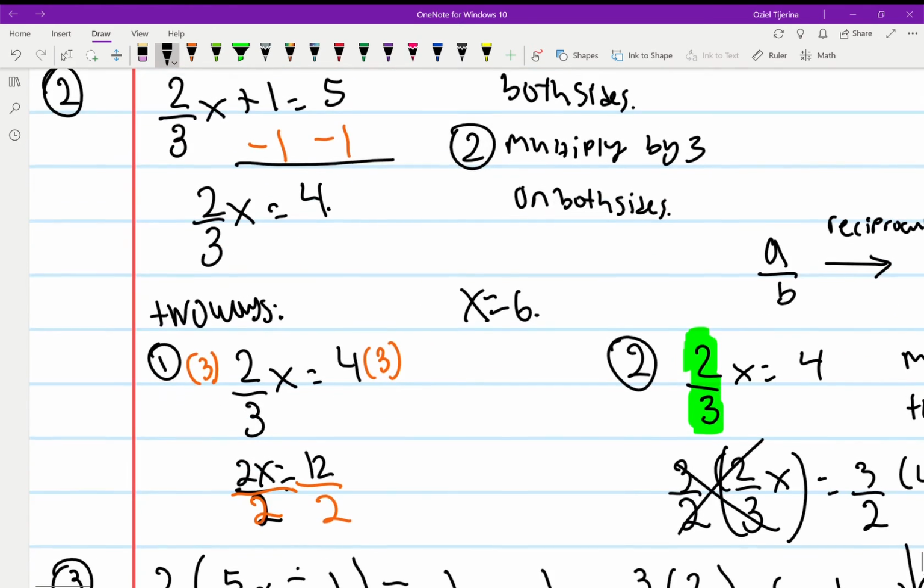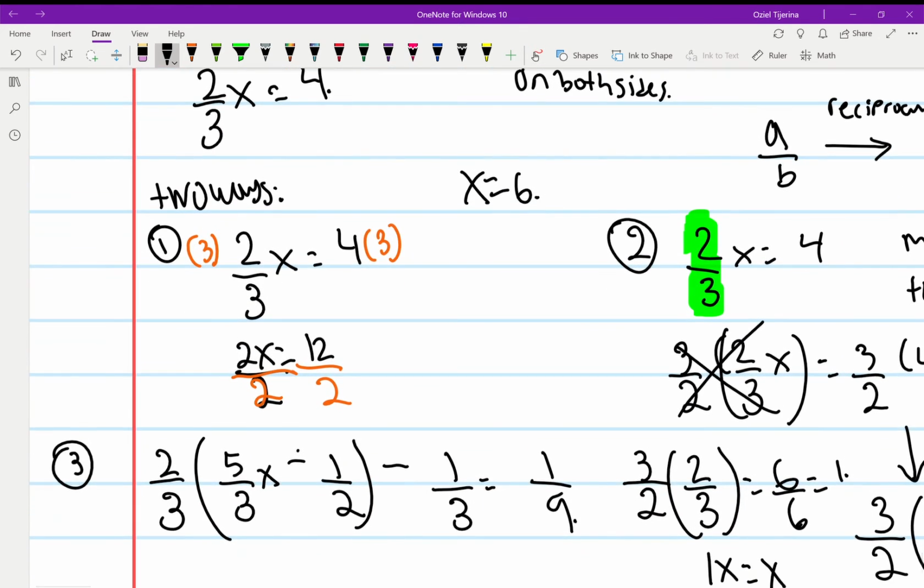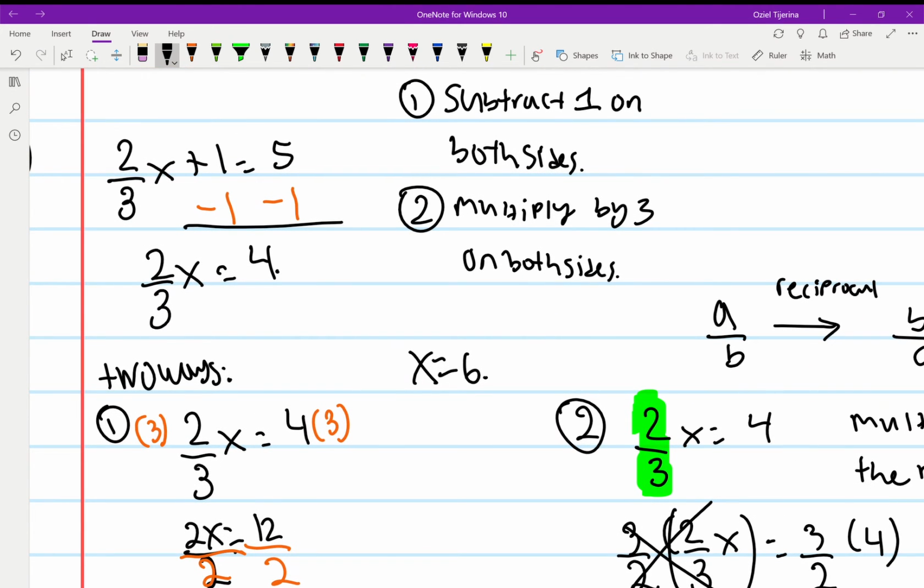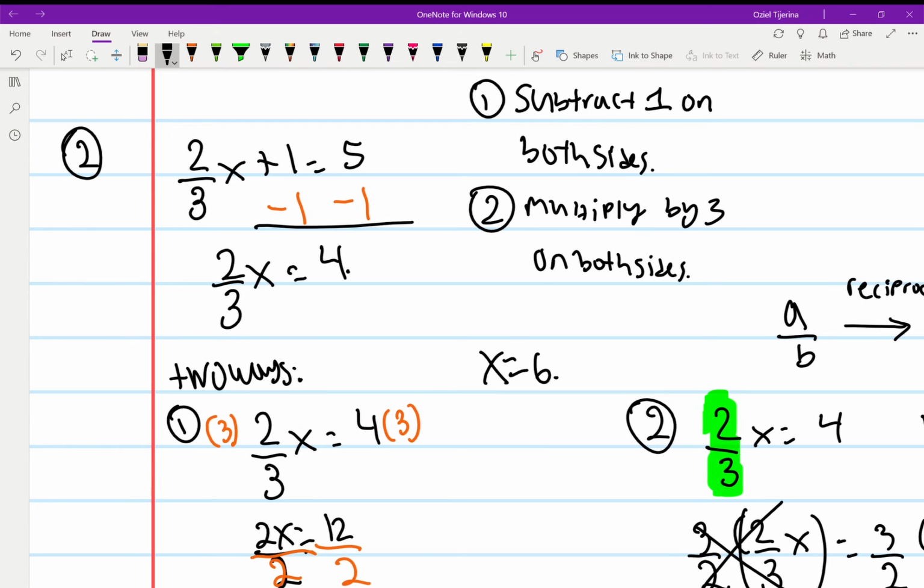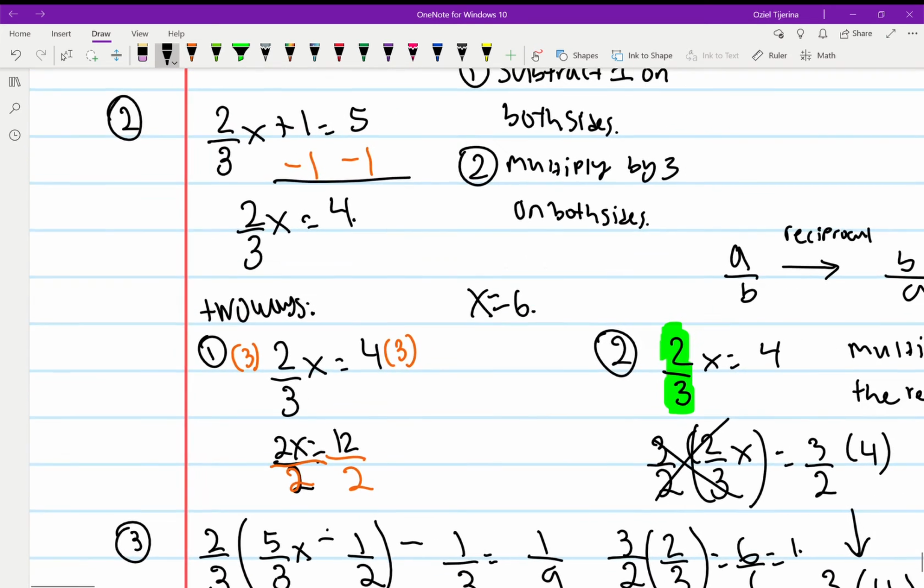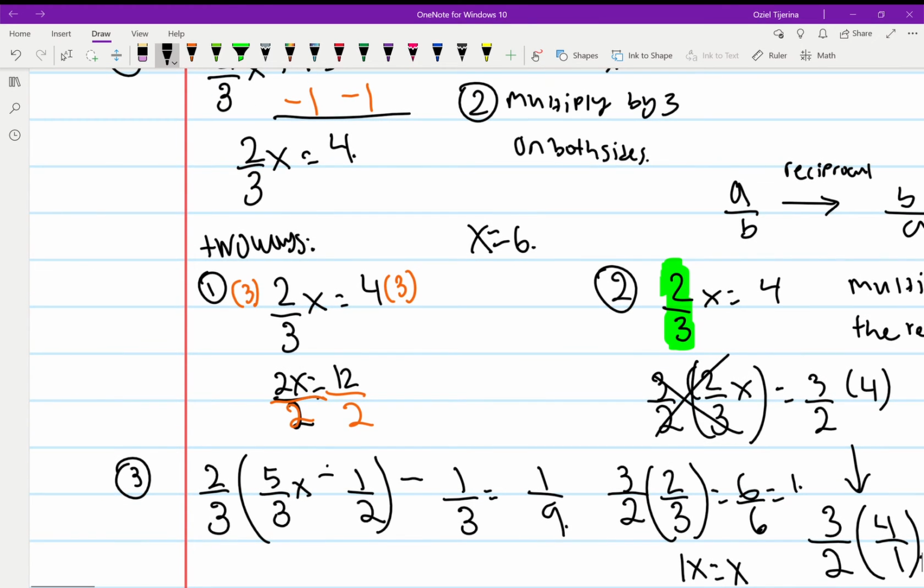And yeah, that's how you do this problem. It's really not that difficult. You just have to make sure that if you do not like fractions at all, you can go ahead and multiply this so that it does not look like a fraction. I just want to teach you one more way.